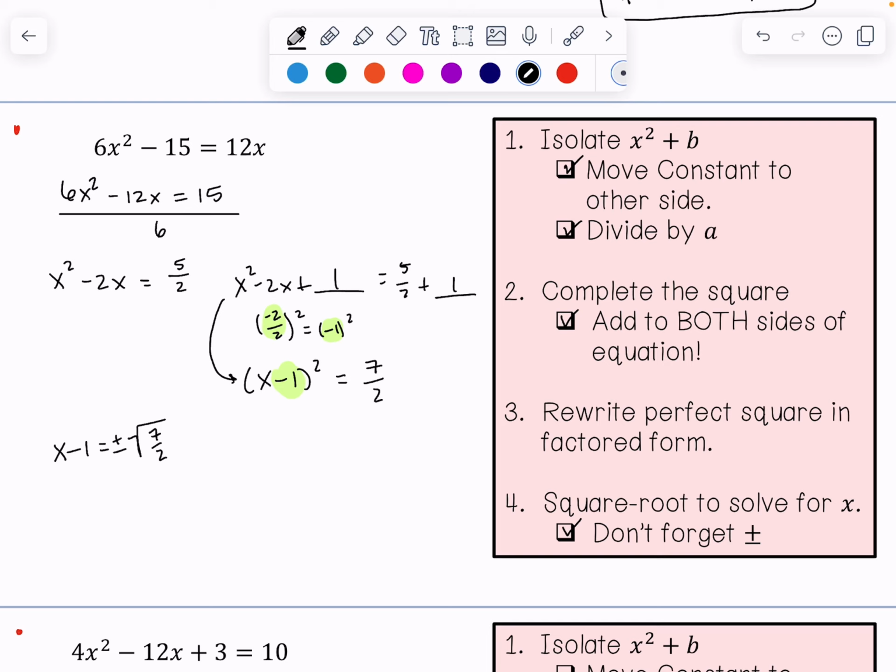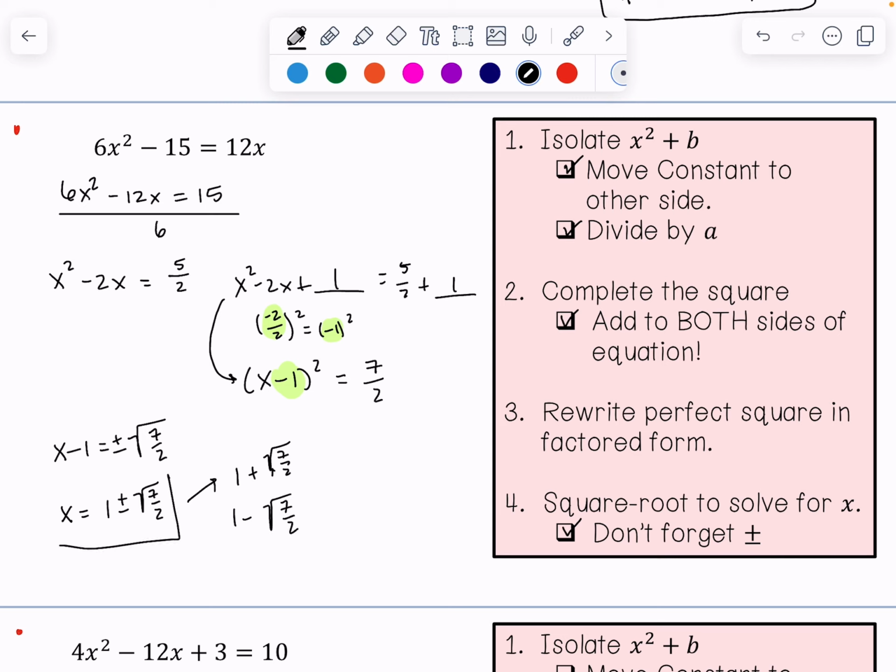I can add my 1 to the other side, and I get x equals 1 plus or minus the square root of 7 over 2. For me, I'm going to leave my answer like this. There are other ways where you could simplify this further. You could get that 2 out of the denominator. But for me, I'm confident with this answer. You could also write it as 1 plus the square root of 7 over 2 and 1 minus the square root of 7 over 2 to show that you do actually have 2 different answers here.